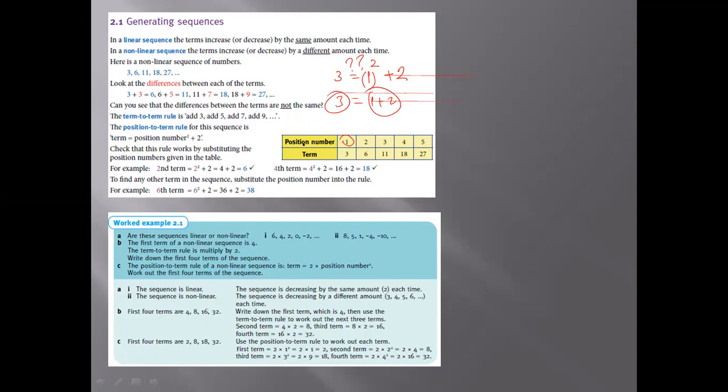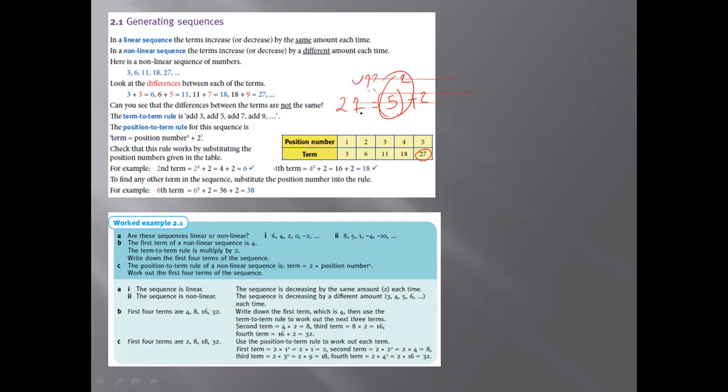And for another example, the term is 27. Which position is 27? It is position 5. 5 squared plus, what was the formula? Plus 2. And 25 plus 2 is 27. It's also correct. Yes, exactly correct.